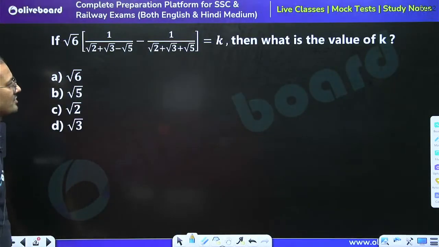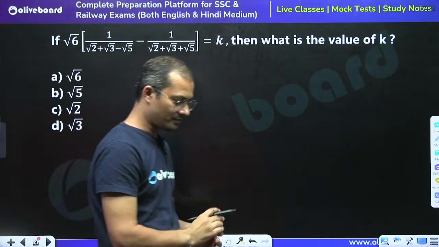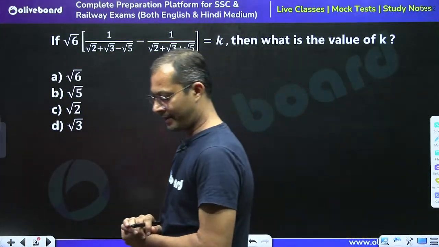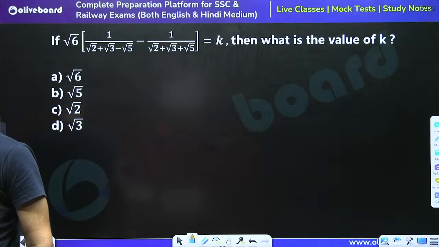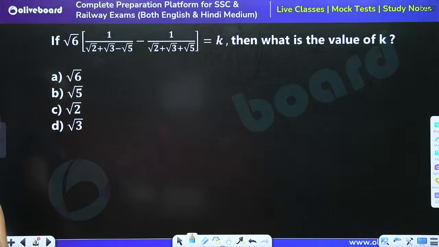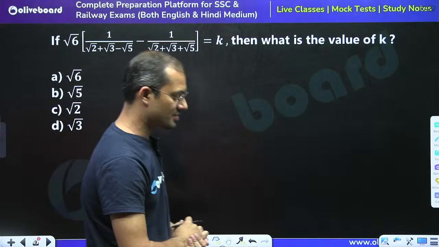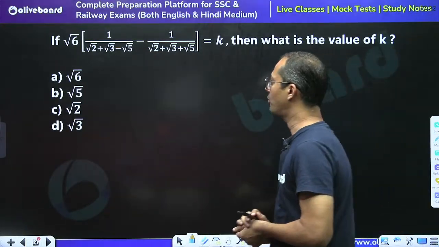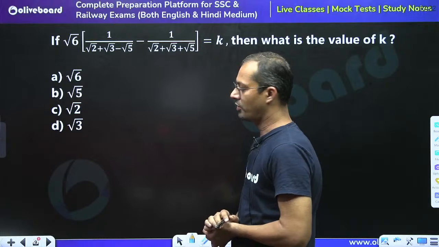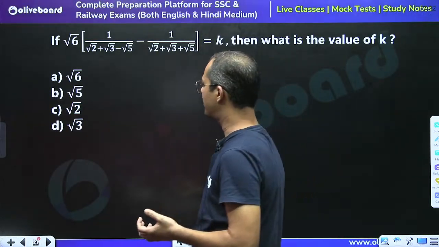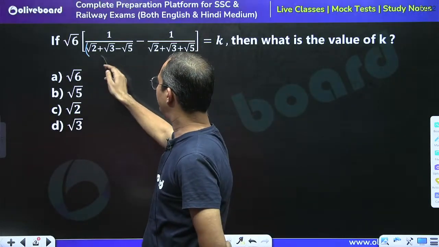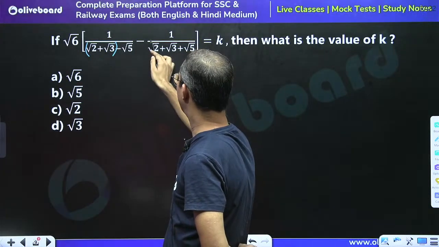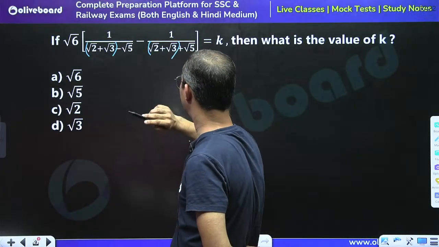So moving to next question. Now tell me what is the answer of this question. Yes, please. Please everyone tell me what is the answer of this question. Again, very good question. So here we are going to use the concept of rationalization. Applying the concept, we can take root 2 plus root 3 together, right?